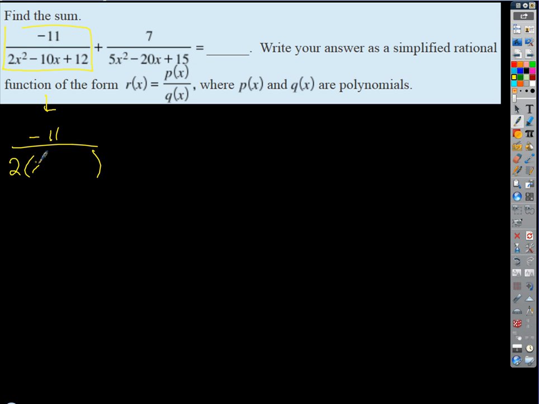Minus 5x plus 6. Okay, so 2x squared divided by 2 is x squared. Negative 10x divided by 2 is negative 5x, and then 12 divided by 2 is 6, right? So we're left with that, plus, how about over here? We've got a 7 on the top. What can I factor out of the right denominator? 5, good. So if I factor out a 5, what am I left with? x squared, good. Minus 4x, good. Plus 3.